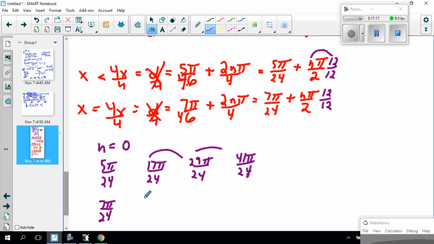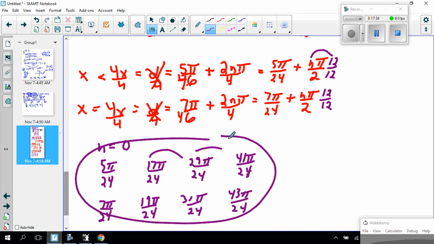Add 12. I guess add 2 to this. Add 2 to this. How do I know to stop? Because if I would have added 12 to this, this would be 53 pi over 24. This number is bigger than 2 pi, and you don't want to go past 2 pi.